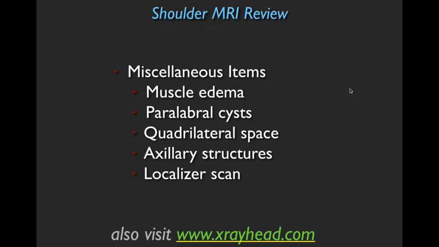As we finish the brief review of shoulder MRI, it's important to also think of other possible things that could be clinically relevant, and that includes things like looking for muscle edema, paralabral cysts, which are basically always going to be in the face of a pre-existing labral tear. Look at the quadrilateral space. Look at the axillary structures for things like lymphadenopathy, and remember to check the localizer scan.